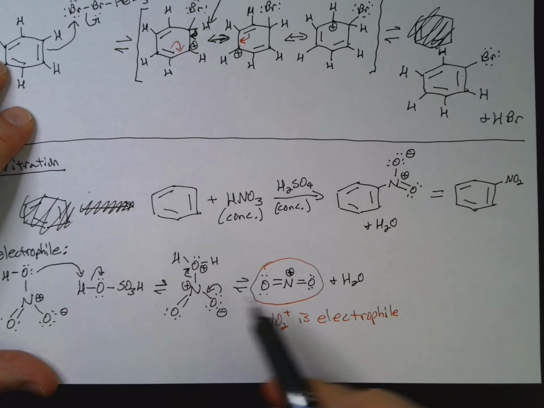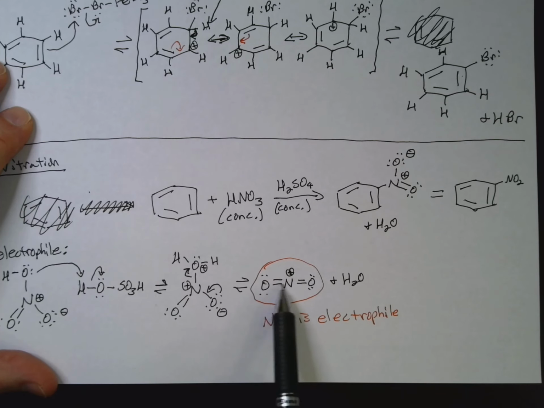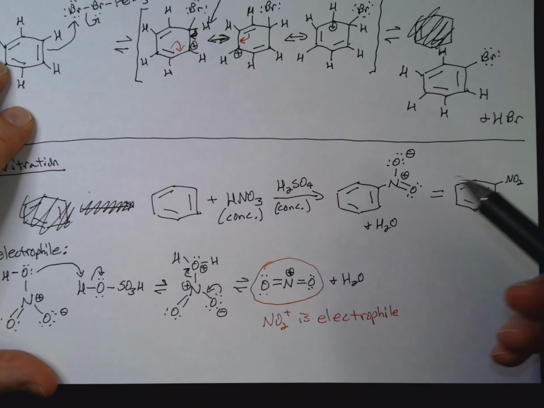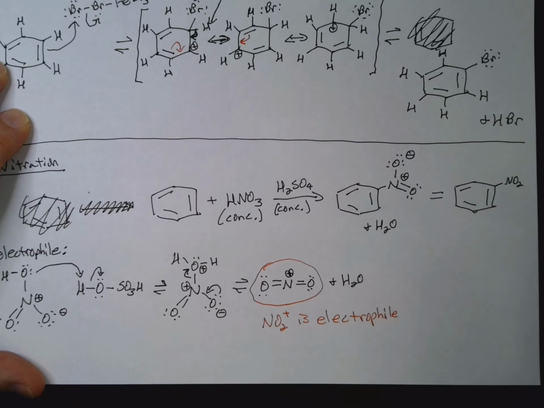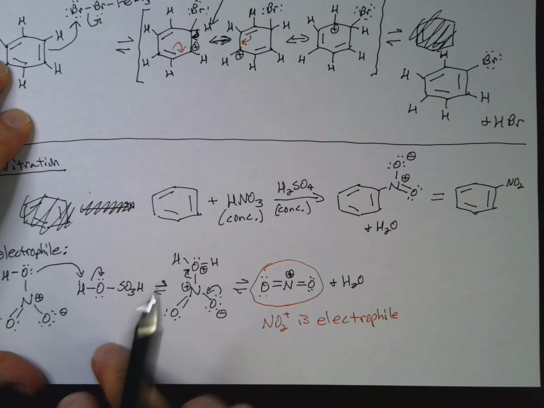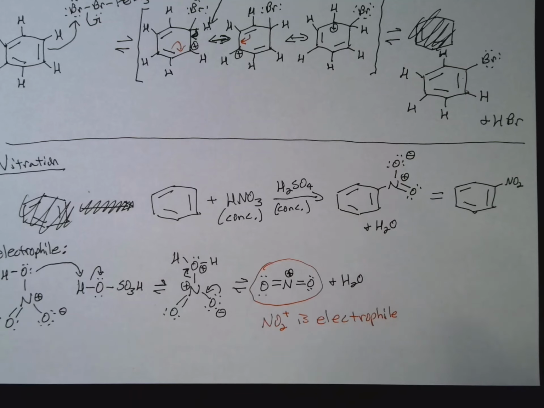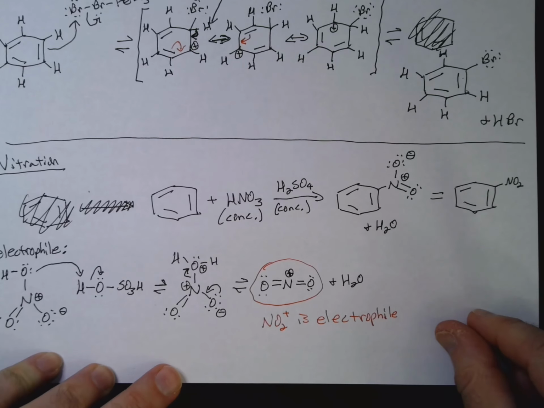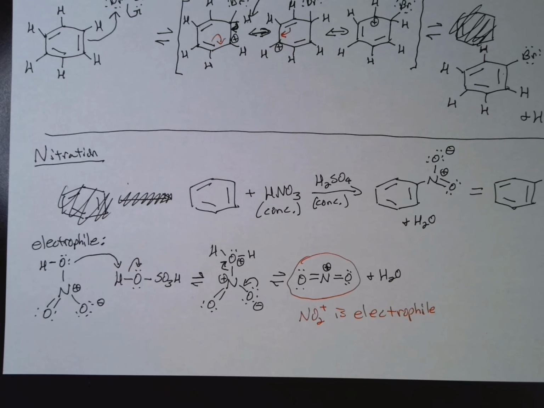So we would have our electrons from the pi bond here adding to the nitrogen of the NO2 plus, to add the electrophile. And then later we'd have something come along as a base. We could use water as a base, for example. We could use SO3H or SO4H minus as a base if we wanted to. Water would probably be the more likely base. Okay, so that's how we make that electrophile, and then the mechanism is the same as what we've seen.